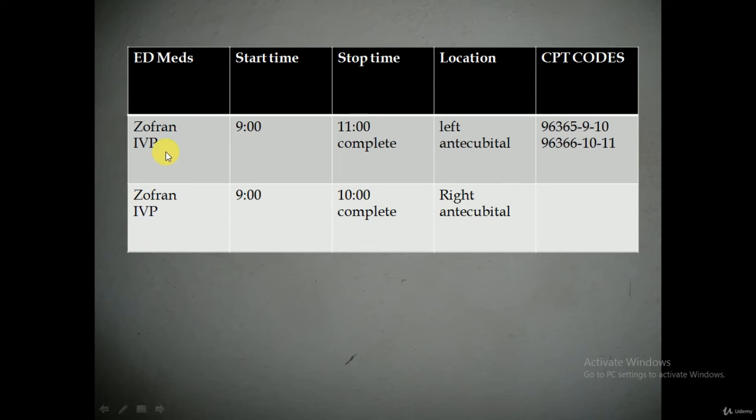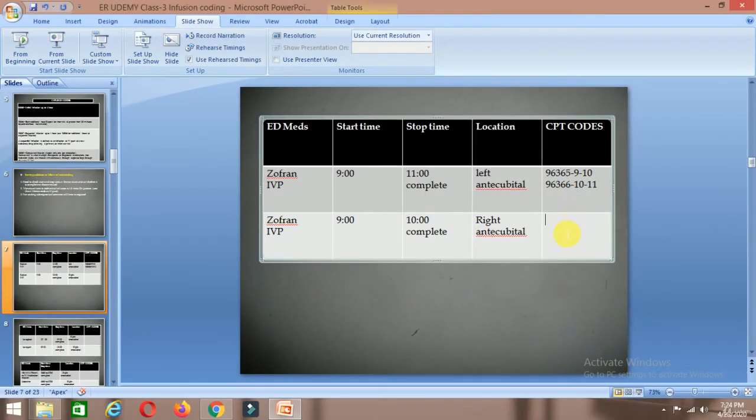Suppose the same drug is given at the left antecubital, and the same drug is given at the right antecubital. How to code this we will see. This should be coded as 96365 with the XS modifier. These modifiers I'll be explaining in the upcoming courses, but for now, this is the modifier. XS is used to identify that the drug is given to a separate structure. This is the left antecubital, this is the right antecubital. So we give the same initial code, but we append the modifier XS.